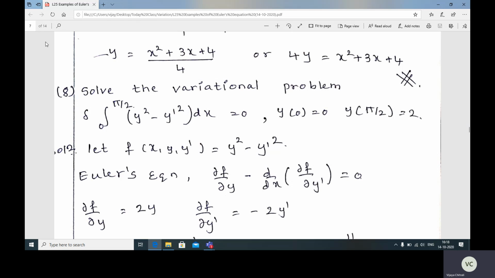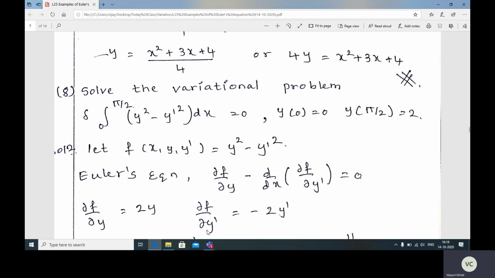Here we don't have an x term, so only y dash remains. Differentiation of the constant is 0, and y square with respect to y is 2y. So 2y minus 0 is 2y. This is dou f by dou y, which is equal to 2y.